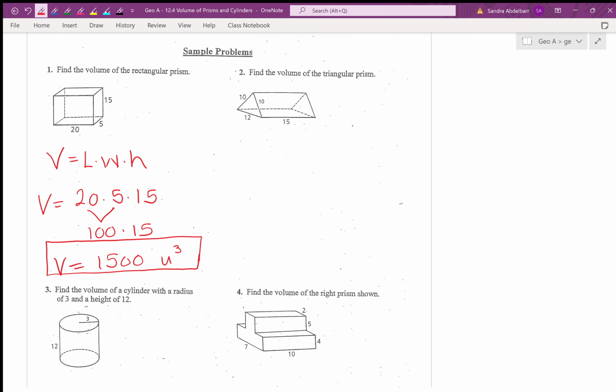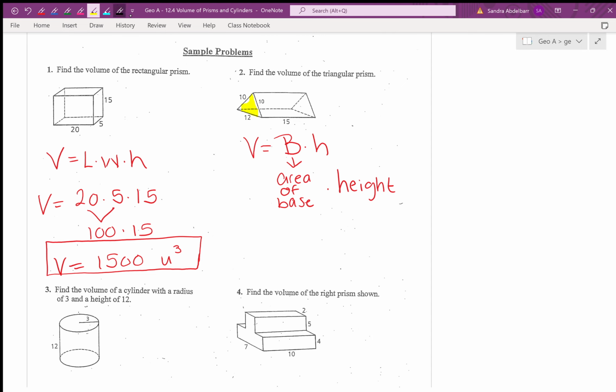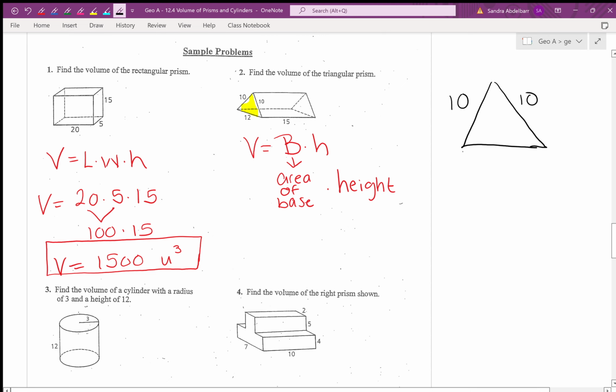Okay, number 2, find the volume of the triangular prism. Okay, because it's a prism, what formula do we use? Area of the base times the height. That big capital letter B is area of the base times the height of the whole prism. Okay, so do we all agree the base is a triangle? So I'm going to redraw that triangle to find its area. This is 10, 10, and the base is 12. And the area of a triangle is represented by half the base times the height.